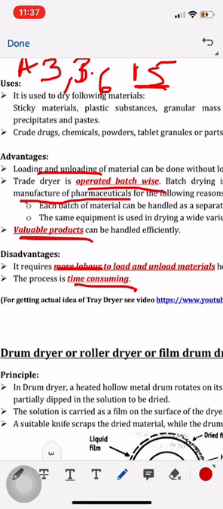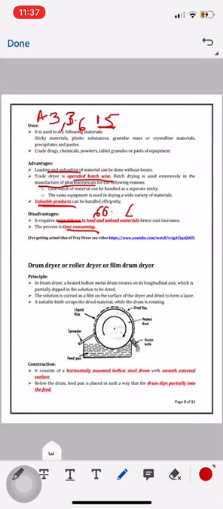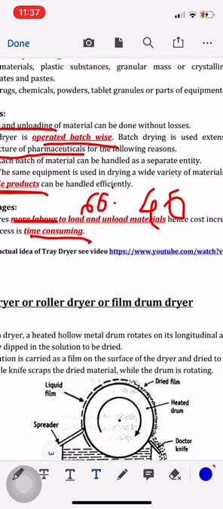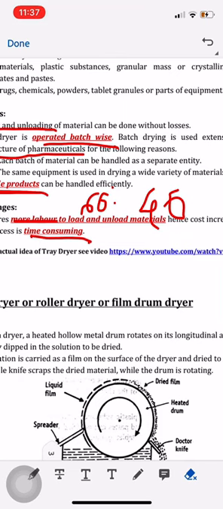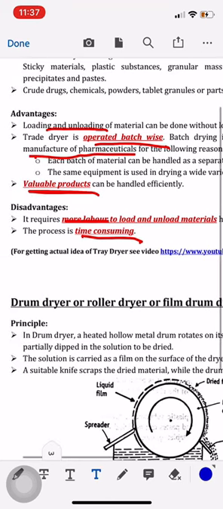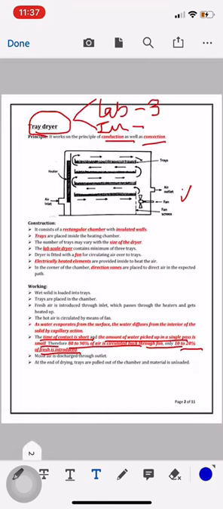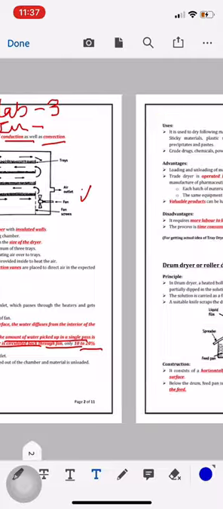How is it time consuming? Because for one drying cycle at around 60 degrees Celsius, you require approximately 30 to 40 minutes. This is how it is time consuming. So each batch will take 30 to 40 minutes, and that is how it is time consuming. Okay, so this is the tray dryer. I guess the tray dryer is clear now to everyone. It is a very easy process, I guess, right?